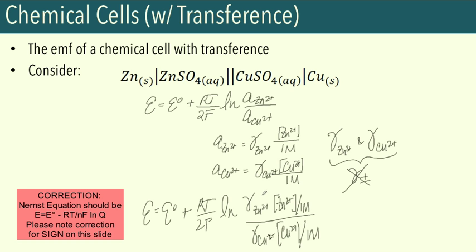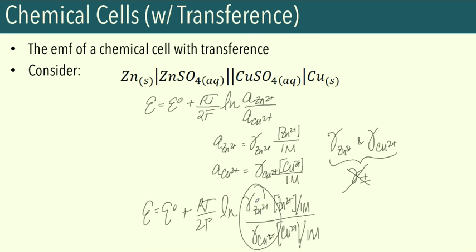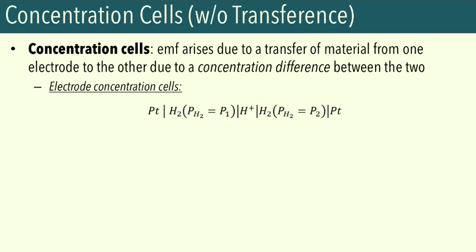Okay, so lastly, let's look now at concentration cells. In our discussion, we'll just be limiting ourselves to concentration cells without transference. Again, as mentioned earlier, for concentration cells, the EMF arises due to a transfer of material from one electrode to the other due to a concentration difference between the two.